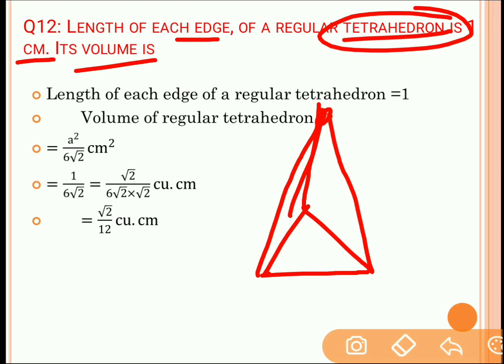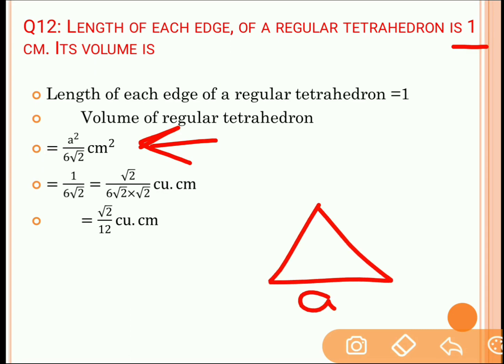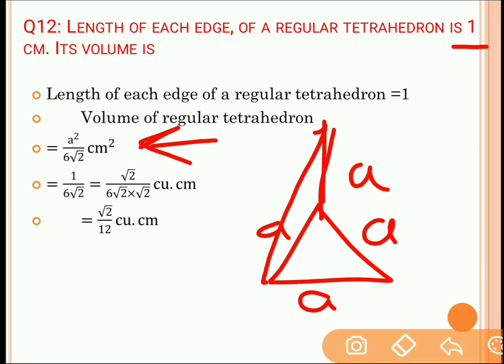Fine. So this is a tetrahedron. We need to find out the volume of the tetrahedron. For this, there is a direct formula: a cube by 6 root 2. A over here is the side length, and for a tetrahedron all the side lengths are the same. So if this is a, this will be a and this will be a, and if we join this corner point, then this will also be a, this length will also be a, and this length will also be a.